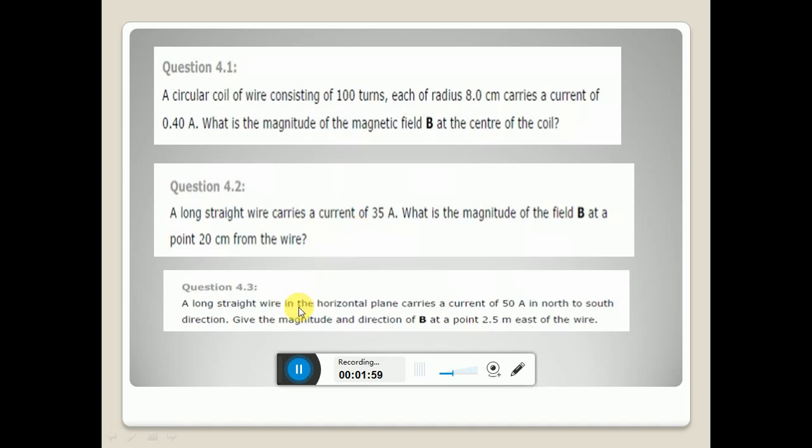Third one: a long straight wire in the horizontal plane carries a current of 50 amperes in the north to south direction. Give the magnitude and direction of the magnetic field B at a distance of 2.5 meters east of that wire. So here the current carrying conductor is placed in the north to south direction. East means the point which is perpendicular to this wire. You have to find the magnetic field at a distance of 2.5 meters from that wire. So let us see the solutions for these three questions first.